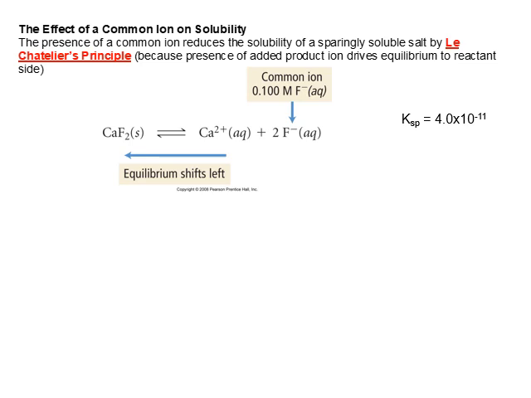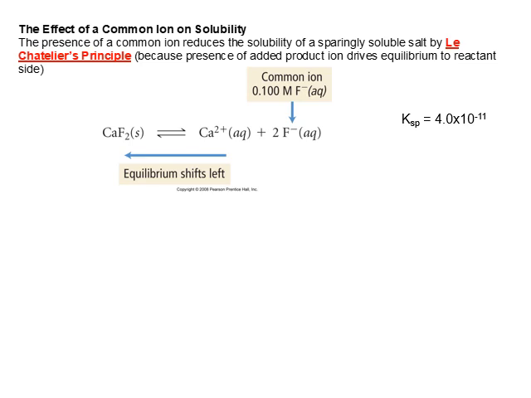If we add fluoride to the system, we know from Le Chatelier's principle that adding a product species should shift the system back towards reactants. This means that adding fluoride to a system in equilibrium, one in which there's already some solid calcium fluoride present, should result in additional solid being formed.